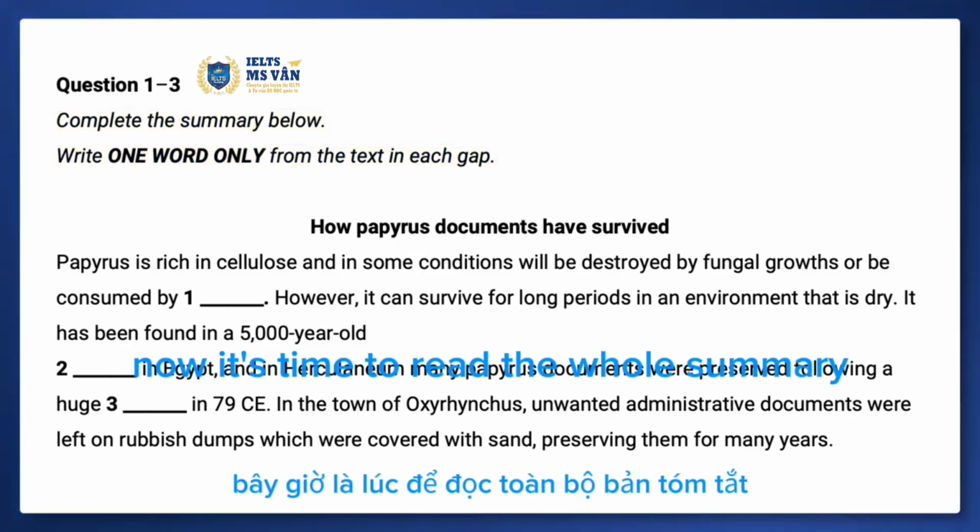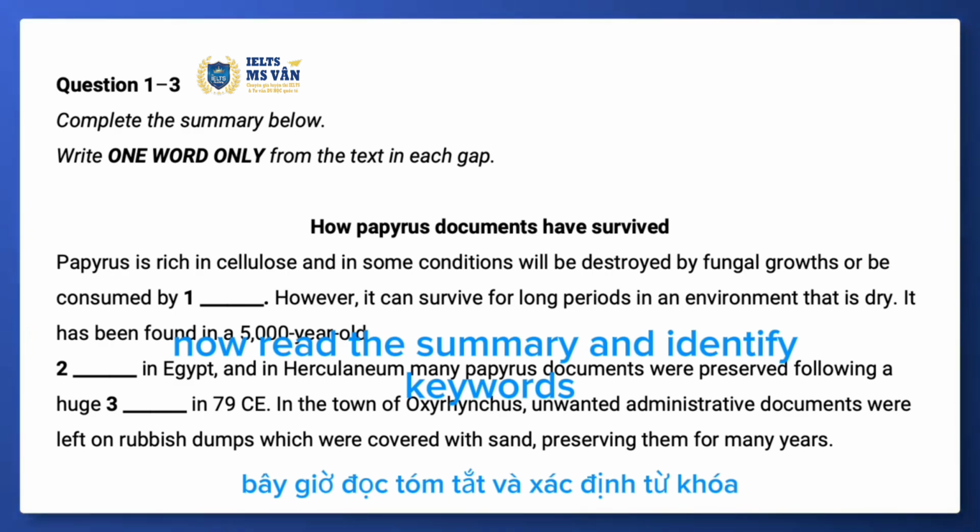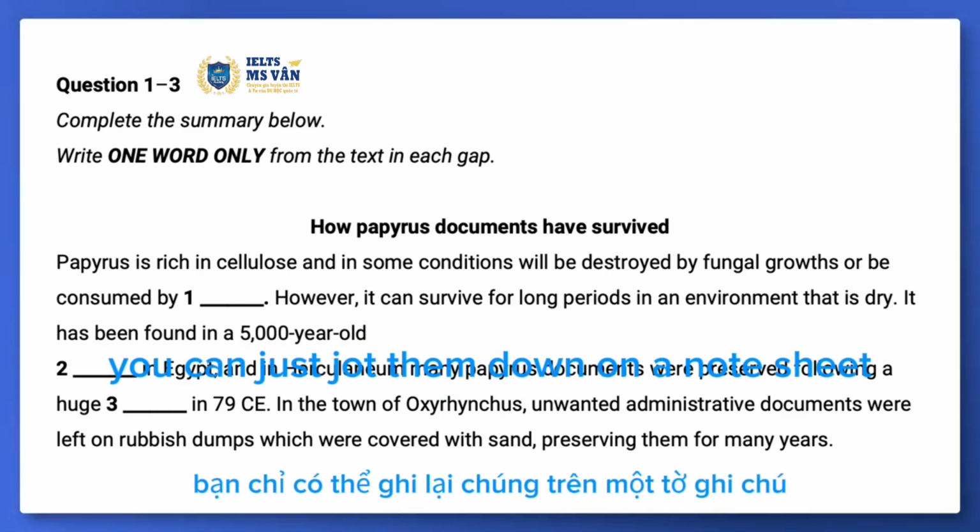Now it's time to read the whole summary and highlight the keywords. Pause the video now, read the summary, and identify keywords. You can just jot them down on a note sheet.